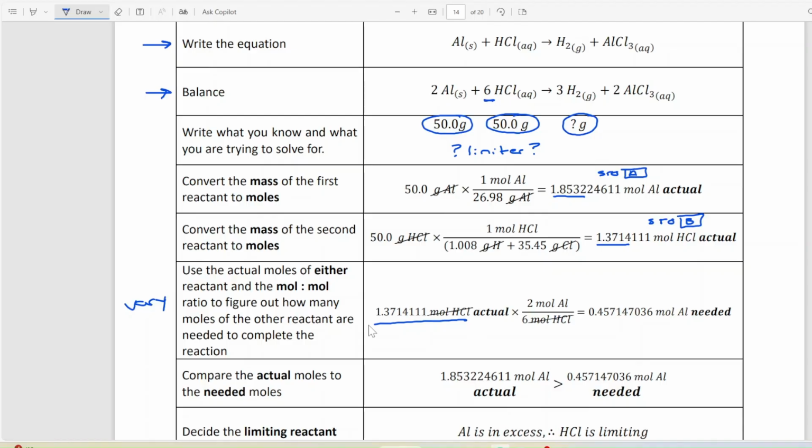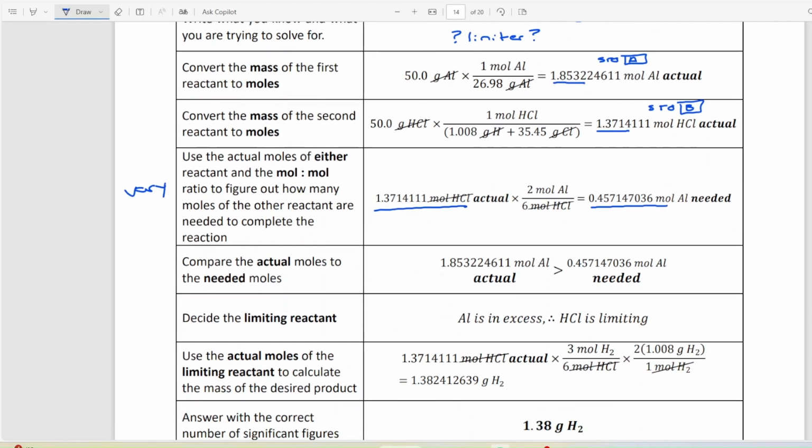2 moles of aluminum, which there's 2. And we get an answer of 0.4571, and so on. That's how many moles of aluminum would be needed to completely react all the moles of hydrochloric acid. So then you look to see, well, we have 1.85 moles of aluminum. We need 0.457, so obviously the aluminum is in excess and your hydrochloric acid is limiting the reaction.